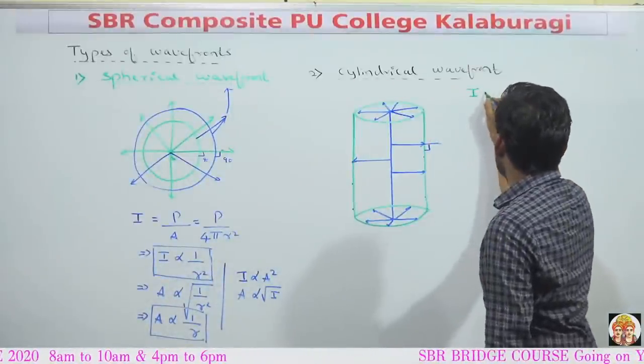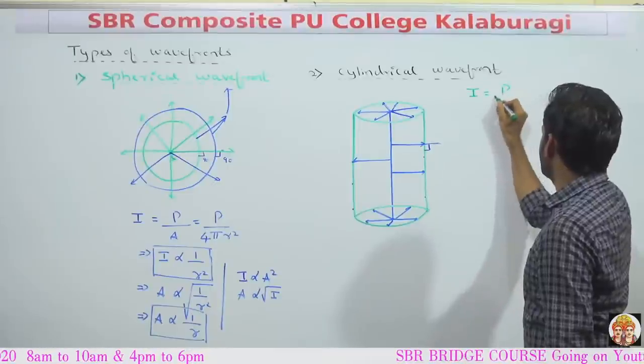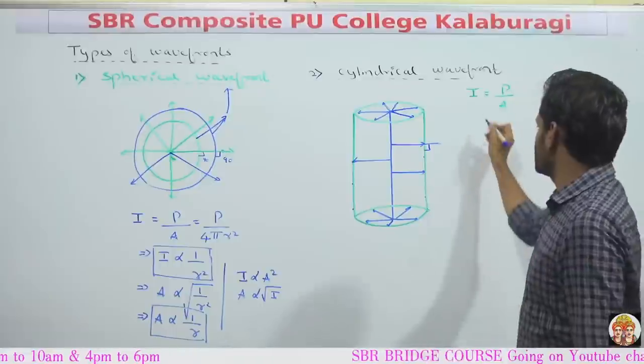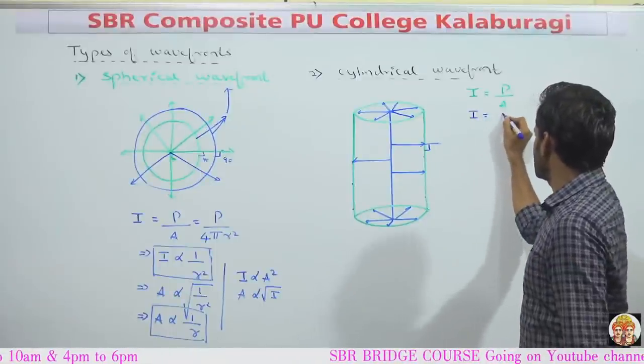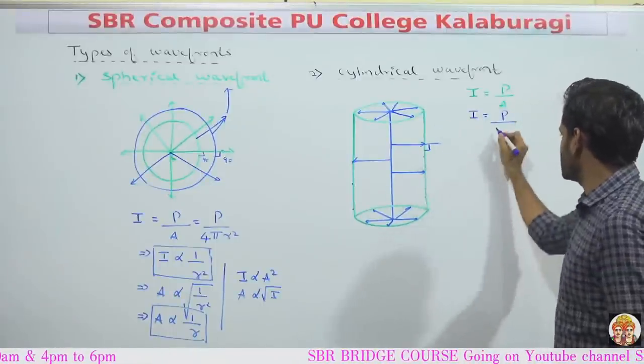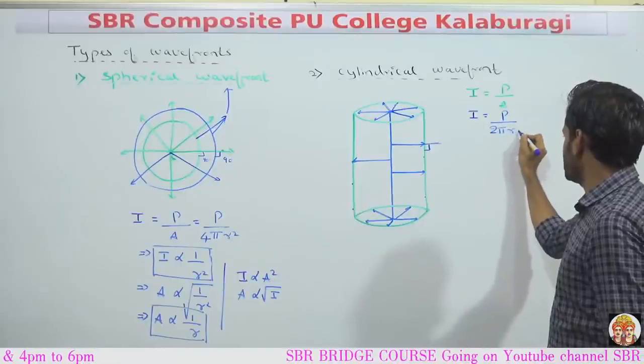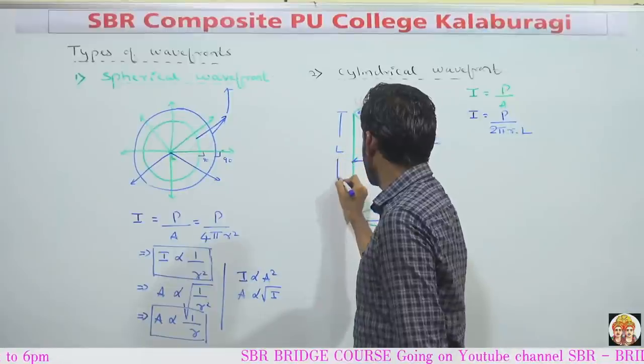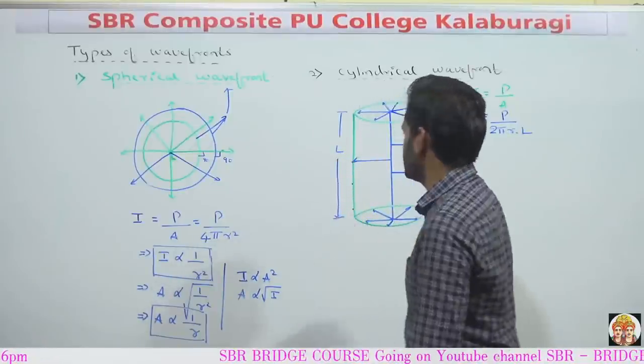Intensity is equal to power upon area. Here I is equal to power upon area. Area of the cylinder is what? 2 pi r into L, where the length of the cylinder is L.